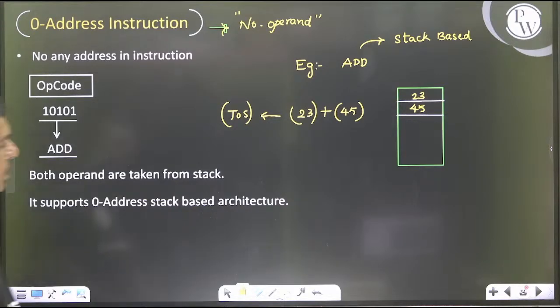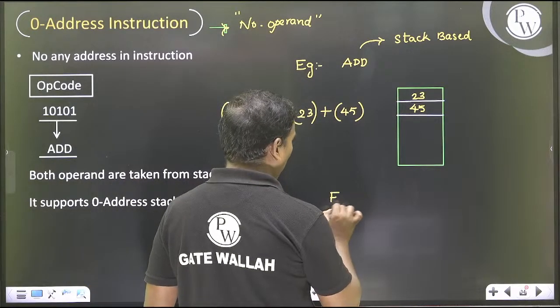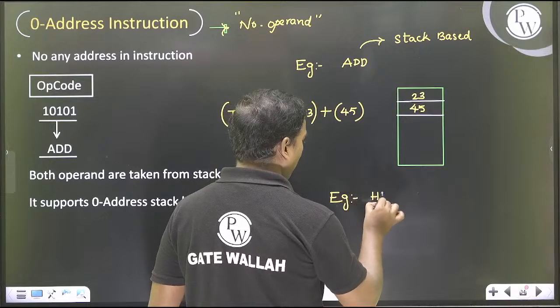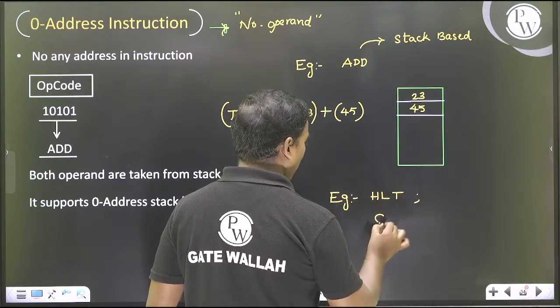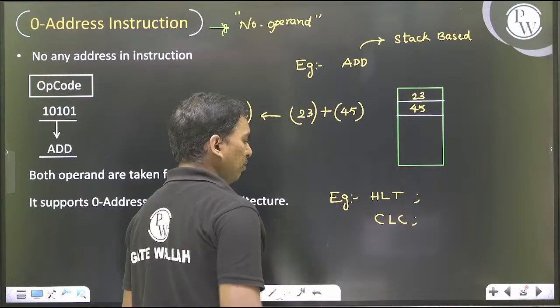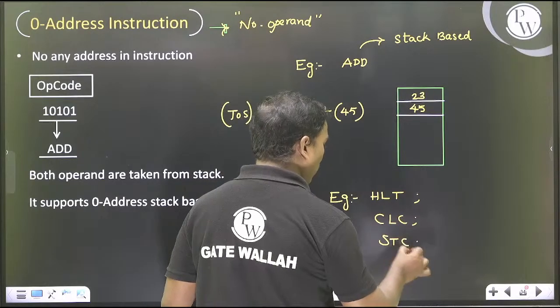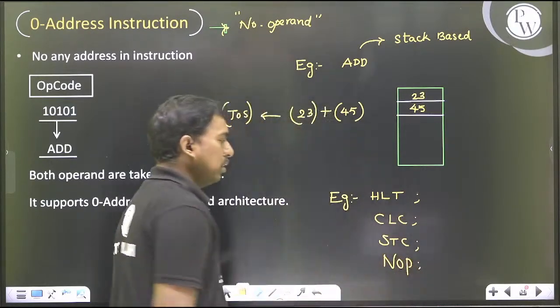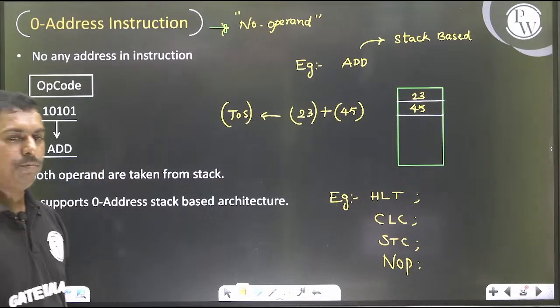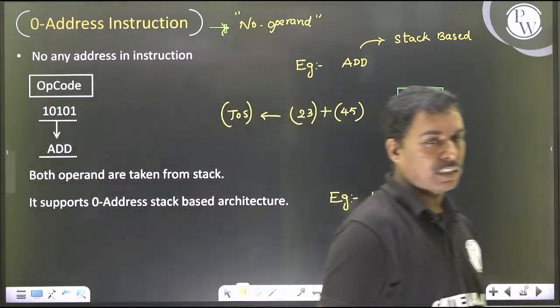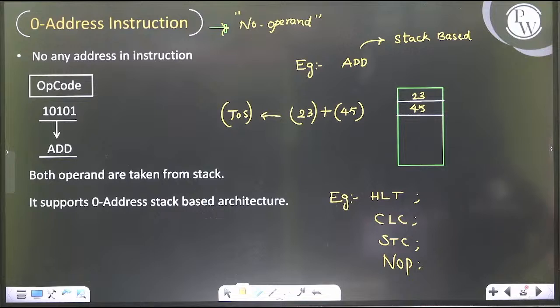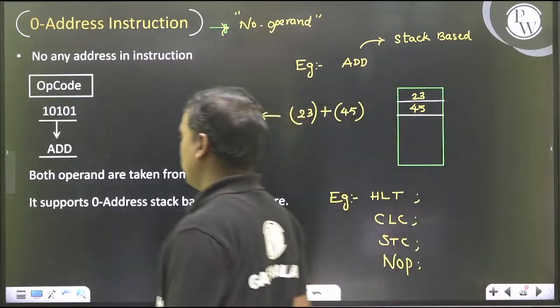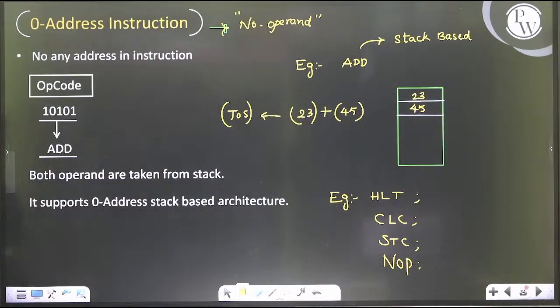चलो नेक्स्ट और एक एग्जांपल देता हूं. फॉर एग्जांपल हॉल्ट, सिस्टम हॉल्ट हो जाएगा. CLC क्लियर कैरी हो जाएगा. STC सेट कैरी हो जाएगा. ओके, NOP नो ऑपरेशन. दीज आर आल्सो जीरो एड्रेस इंस्ट्रक्शन. उसके एड्रेस फील्ड में कुछ भी नहीं है. ओके चलो.